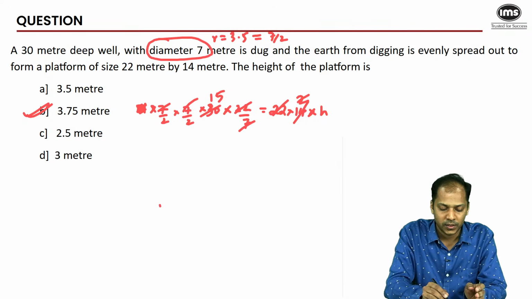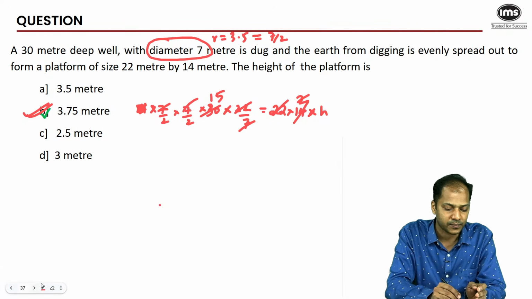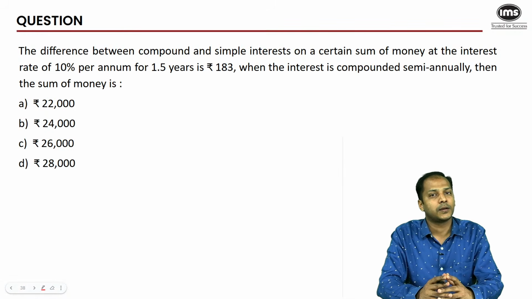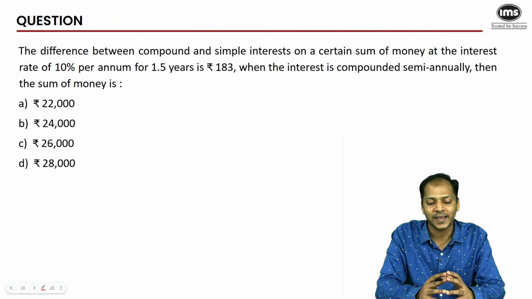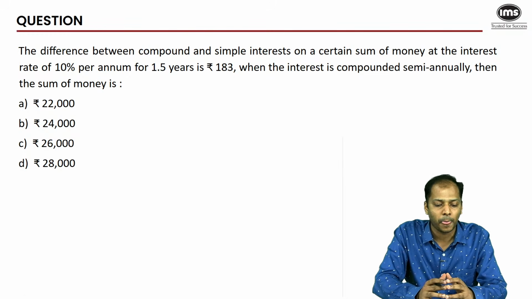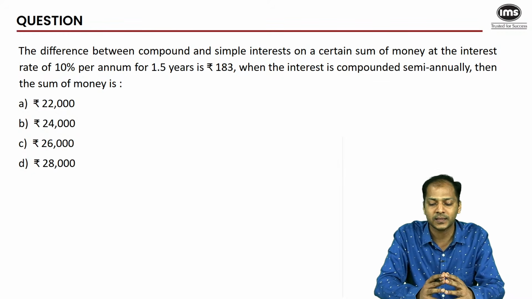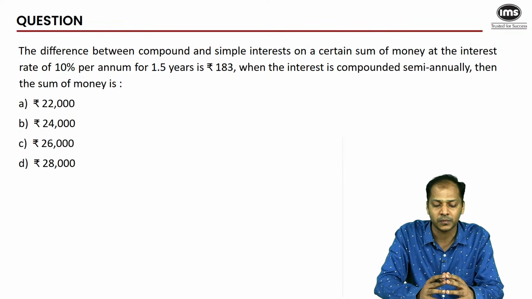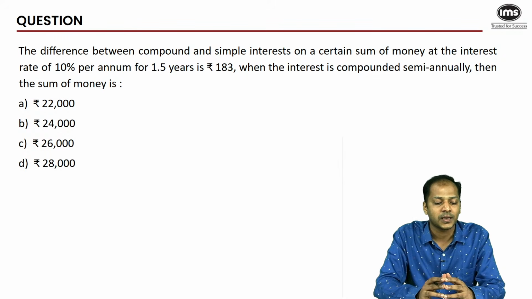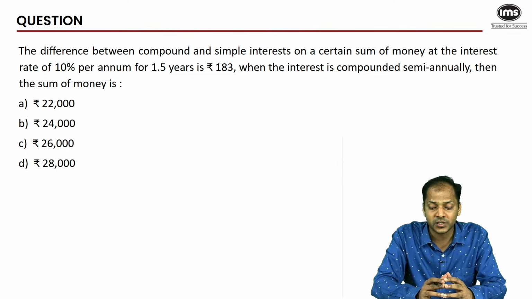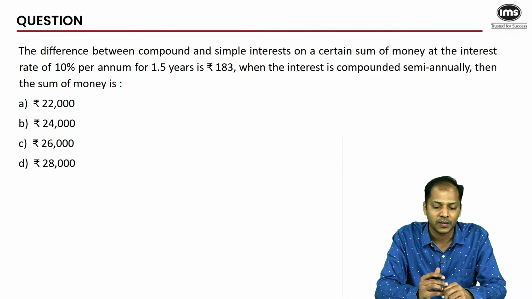Okay, chalo, let's go ahead. Again, arithmetic, but SICI, very important. The difference between compound and simple interests on a certain sum of money at the interest rate of 10% per annum for 1.5 years is rupees 183. When the interest is compounded semi-annually, then the sum of money is.